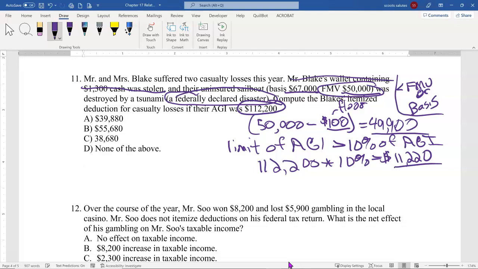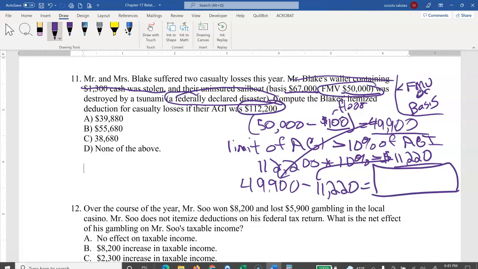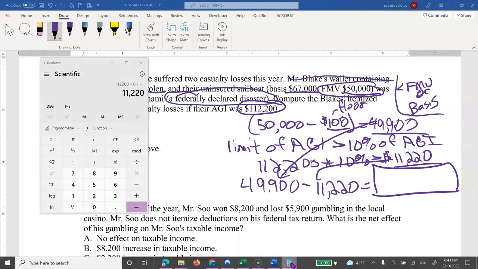In my opinion, they're also saying, based on our AGI, we should be able to easily eat up or offset $11,220 on our own without getting any kind of help on our tax return. It's just the part that's over the 11,220 that's going to help us on our return. All right, so 49,900 we said was before. Now we figured out the AGI limit was 11,220. So anything over that limit is going to be the amount that we can take on or add to our itemized deduction, right? It doesn't mean it's going to be offset in tax.